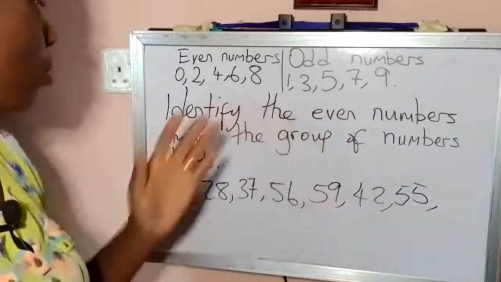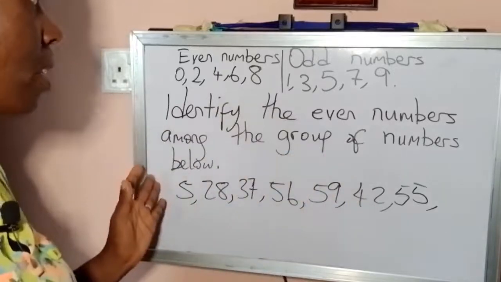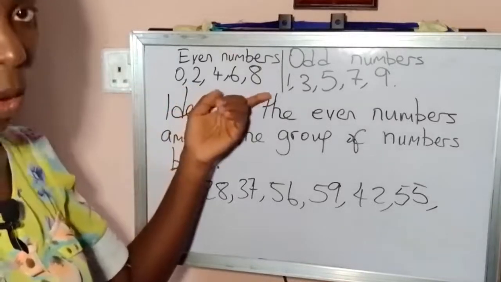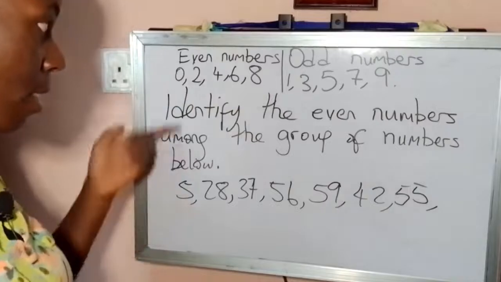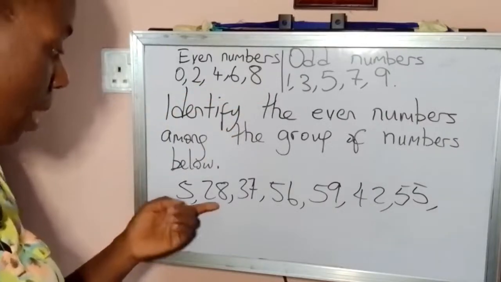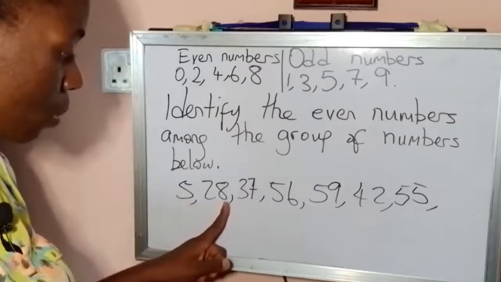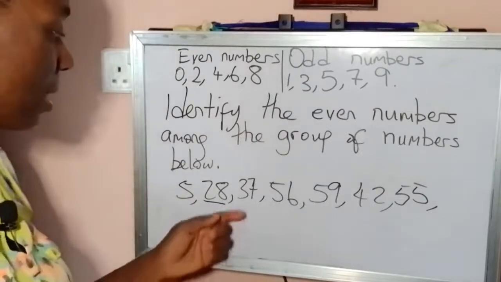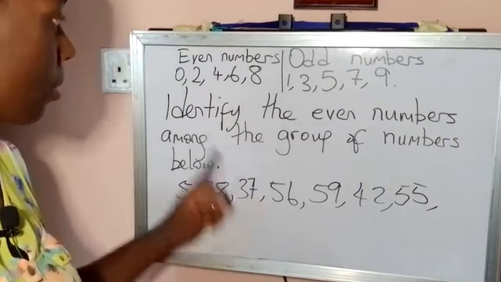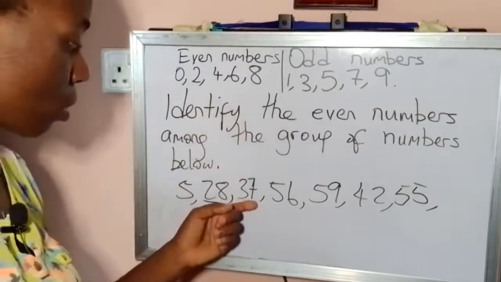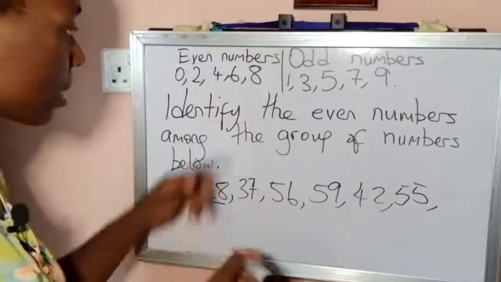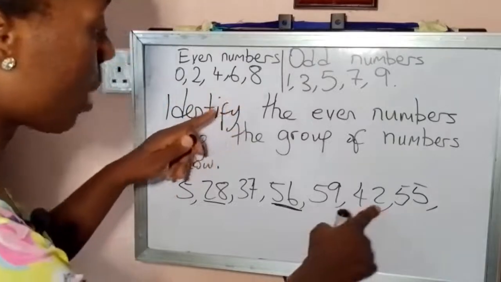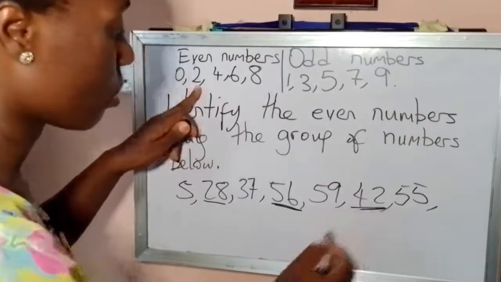Now, the question says identify the even numbers among the group of numbers below. Remember how to identify even numbers: when they end with 0, 2, 4, 6, or 8. So let's see. 5 is not here, so we can't say it's an even number. Now this is 28. The last digit is 8, which is here, so this is an even number. 37, the last digit is 7, which is not part of the numbers here, so it is not even. We have 56, 6 is here, even number. 59, 9 is not here. But 42, we have 2, and 2 is here.